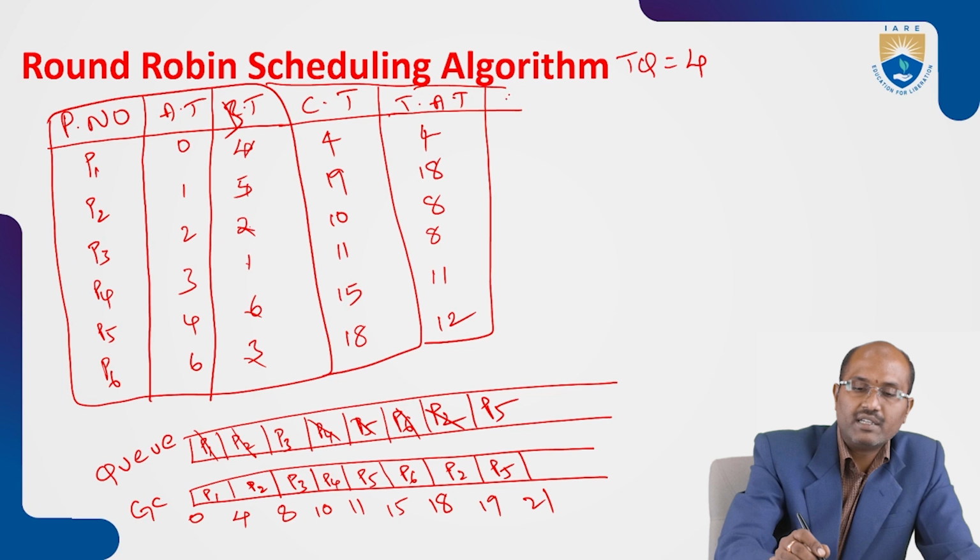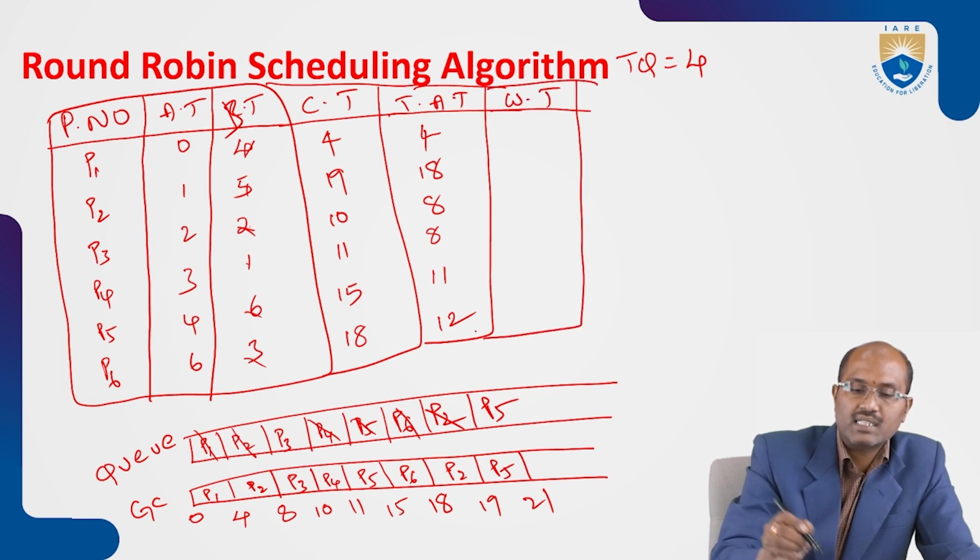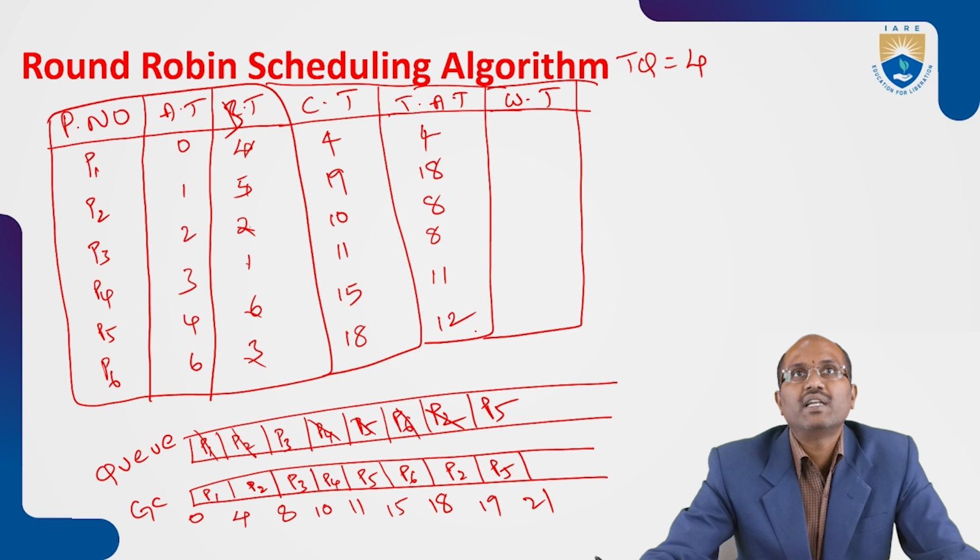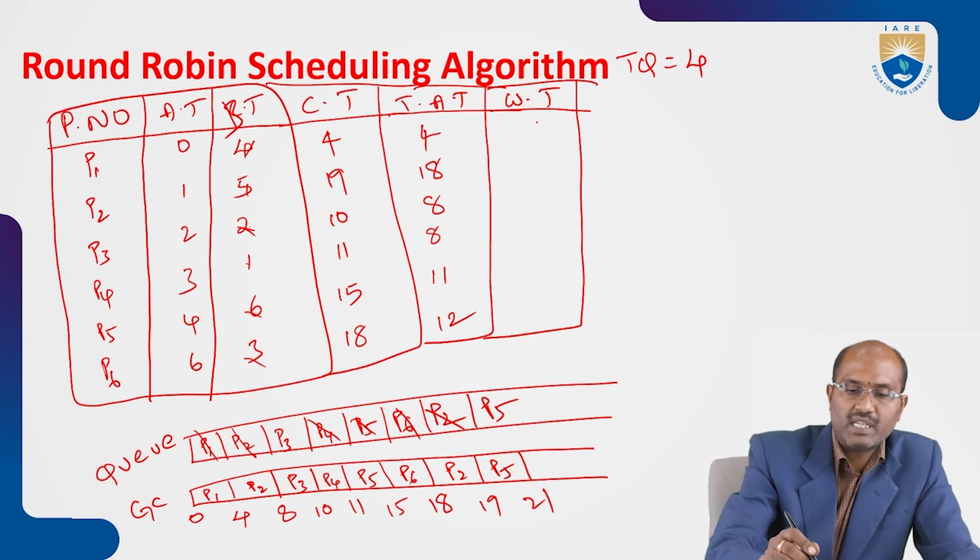Then we calculate the waiting time. Waiting time is turnaround time minus burst time. So 4 minus 4, 0, 18 minus 5, 13, 8 minus 2, 6, 8 minus 1, 7, 11 minus 6, 5, 12 minus 3, 9.